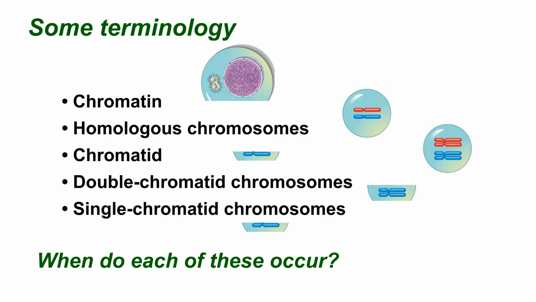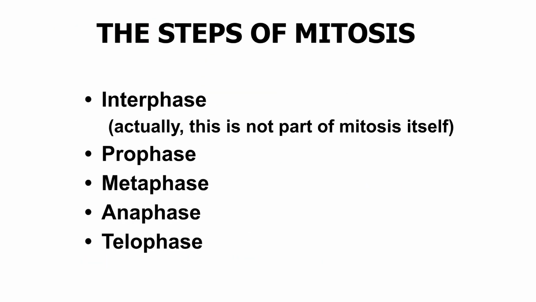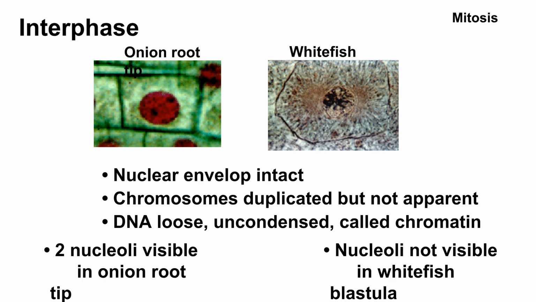There are some key terms to understand in cell division: double chromatid and single chromatid chromosomes, chromatin, homologous chromosomes, and chromatid. The steps of mitosis include interphase, prophase, metaphase, anaphase, and telophase. Note that interphase is not technically part of mitosis itself. During interphase, the nuclear envelope is intact, and chromosomes are duplicated but not yet apparent. DNA is loose, uncondensed, and called chromatin.